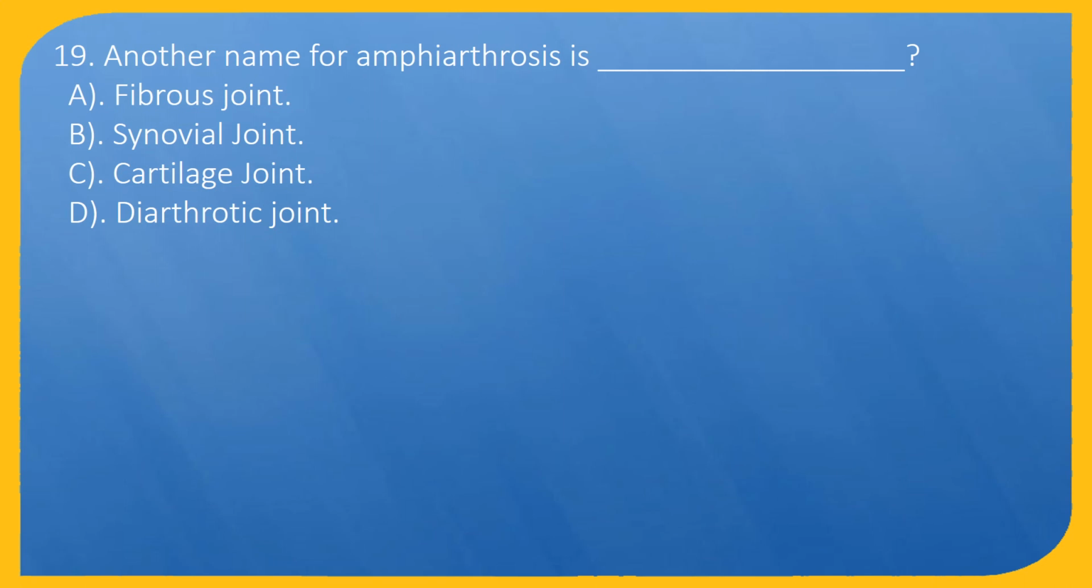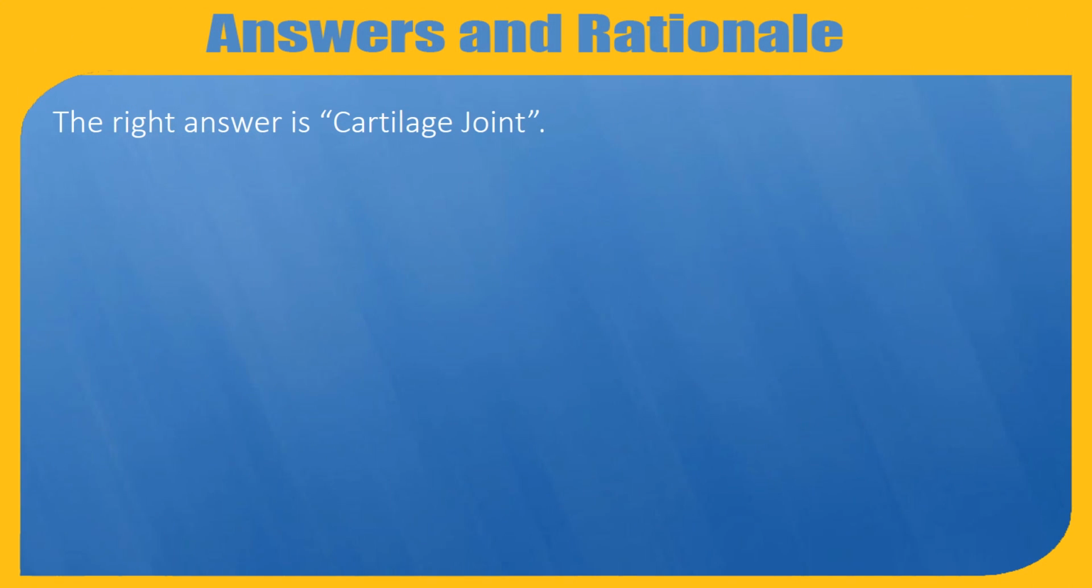Question 19. Another name for amphiarthrosis is underscore? A. Fibrous joint. B. Synovial joint. C. Cartilage joint. D. Diarthrotic joint. The right answer is cartilage joint.